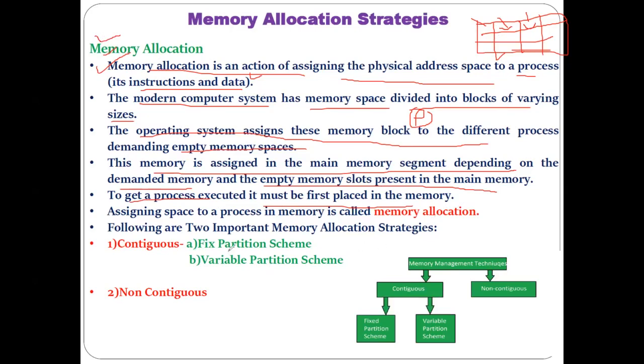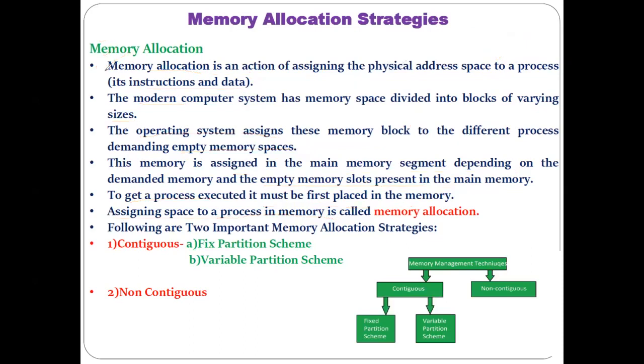Understood? So in short, the summary of our discussion related to this slide is that assigning space to a process in the memory is simply called memory allocation. Now, to do this memory allocation, there are two important memory allocation strategies available to the operating system. One is contiguous memory allocation, and the second strategy is non-contiguous memory allocation.